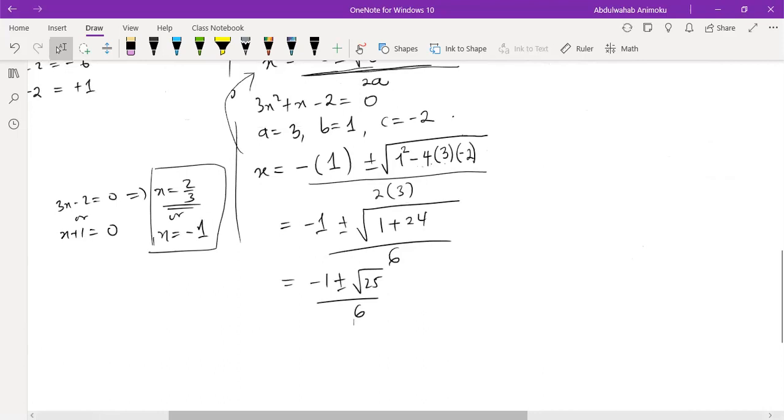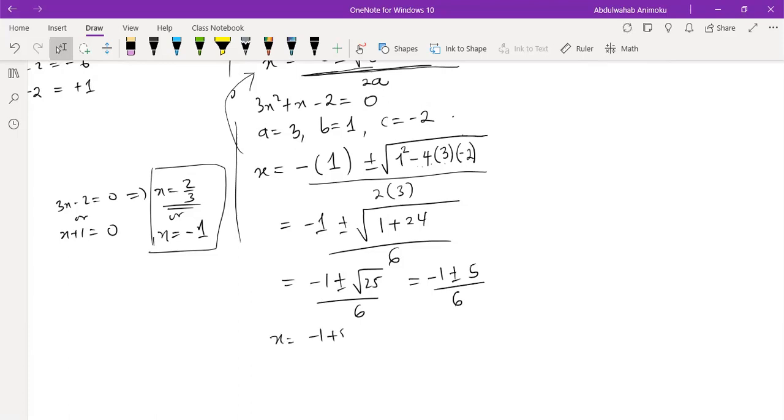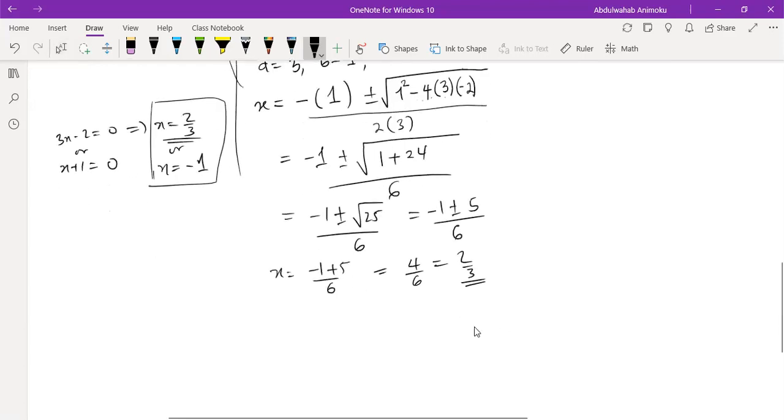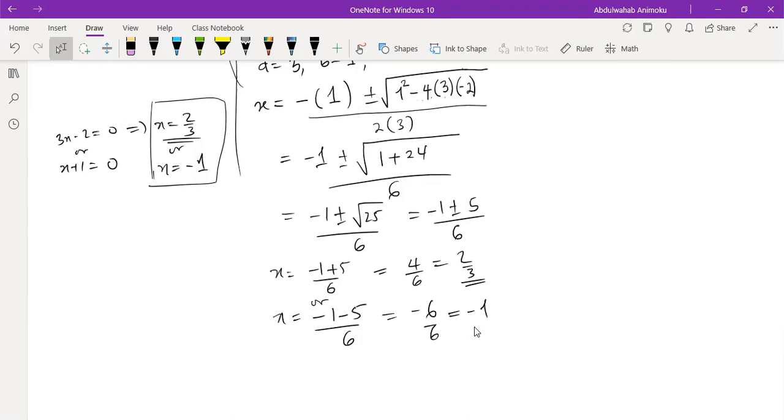So let's complete this. Now you can quickly see that square root of 25 is 5 over 6. Then our first solution will be minus 1 plus 5 over 6, which would be 4 over 6, which is 2 over 3, which is what we got before. And the second solution would be minus 1 minus 5 over 6, which would give us minus 6 over 6, which is minus 1. Perfect.